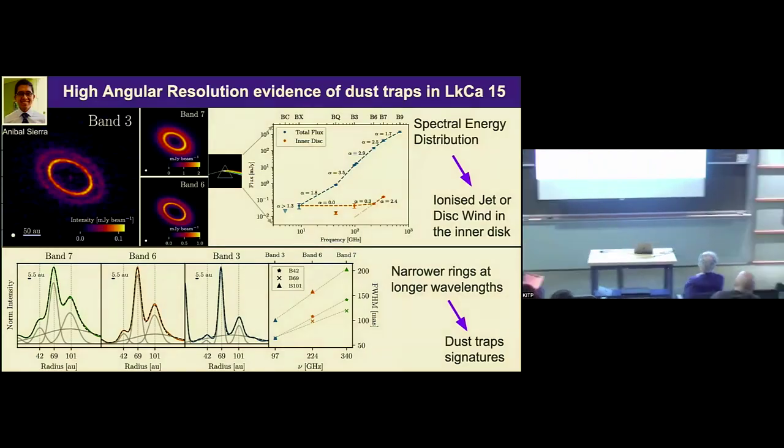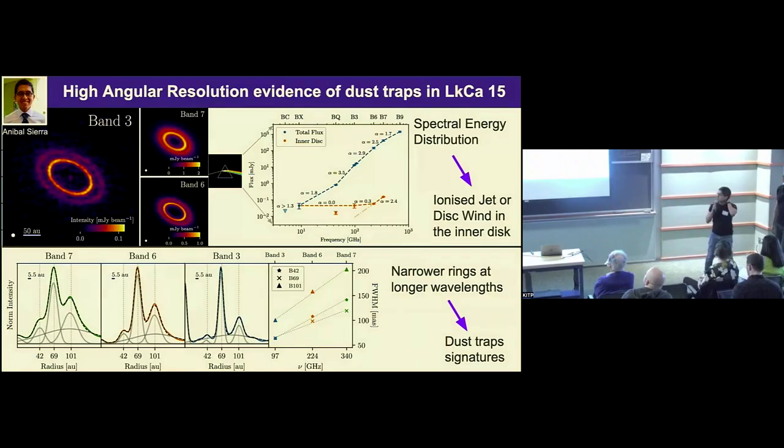Hello, my name is Aníbal Sierra, a postdoc at University College London, and in my poster you can find the results from a recent paper where we analyzed the dust continuum observation of LkCa 15 at band 3. We compared the dust continuum map with previous observations at several wavelengths, and here you can see the main results. From the spectral energy distribution, we found that the spectral indices in the inner disk are very different compared with the spectral indices from the full disk.